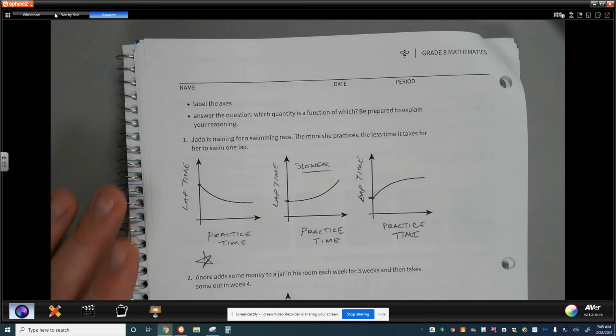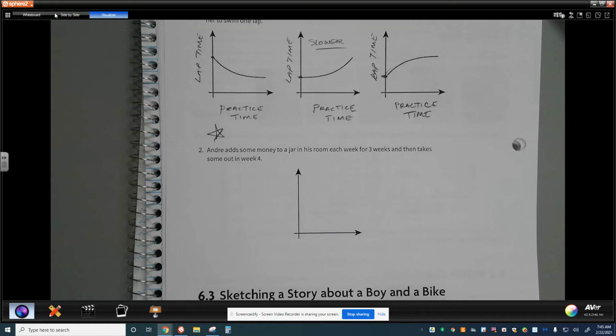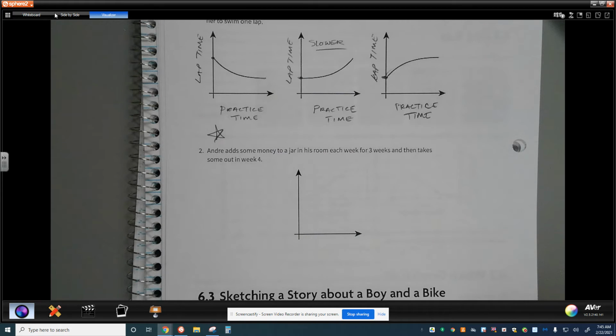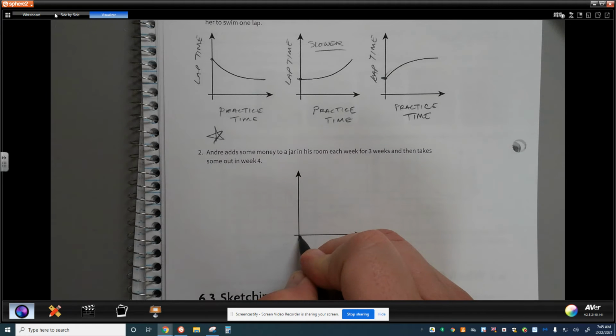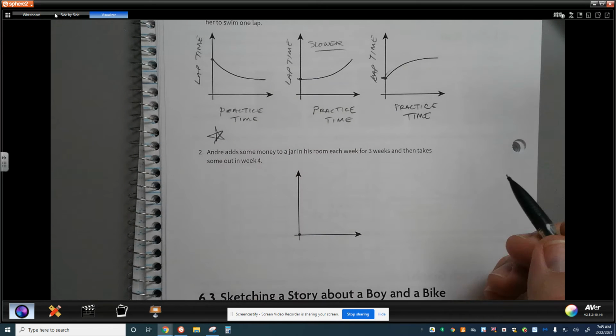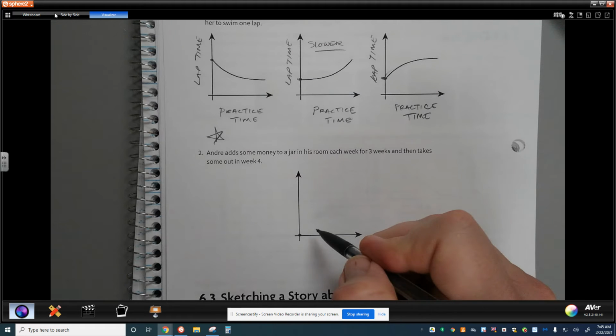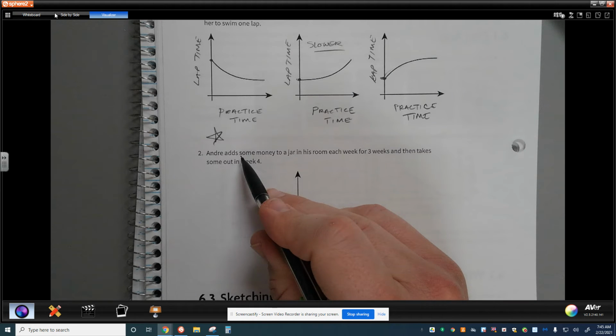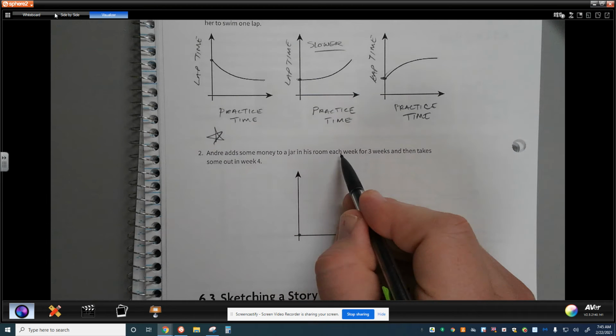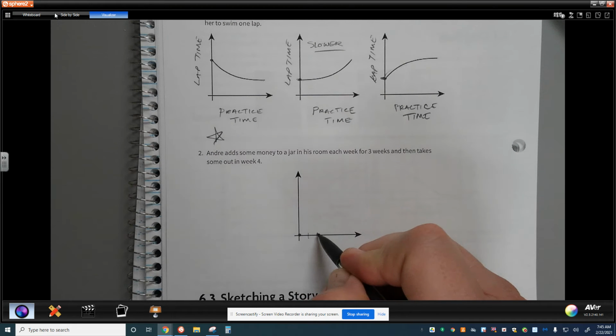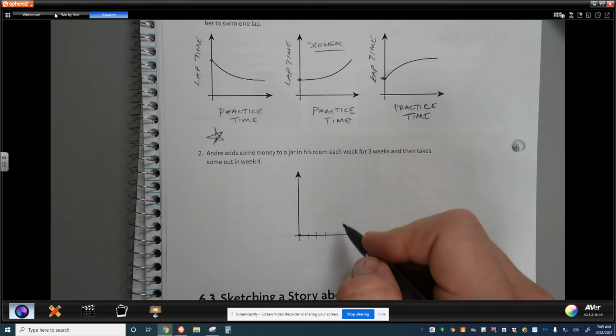Andre adds some money to a jar in his room for each week for 3 weeks, and then takes some out in week 4. So we don't have anything in here to assume that he has money in his jar. So we would say that we're talking somewhere right here. We don't know if there's a constant rate or not, but we could kind of look at that. It says that he adds some money to a jar in his room each week for 3 weeks. So if we're talking 1, 2, 3, 5, 6, 7, we'll need 7 of those.